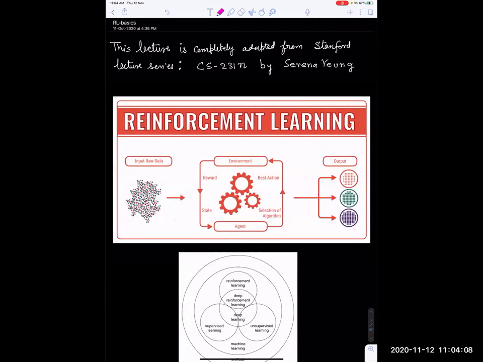Okay, so today we are going to start this series in which we are going to talk about reinforcement learning. काफी सारी चीजें हम लोगों ने अभी तक देखी हुई हैं.